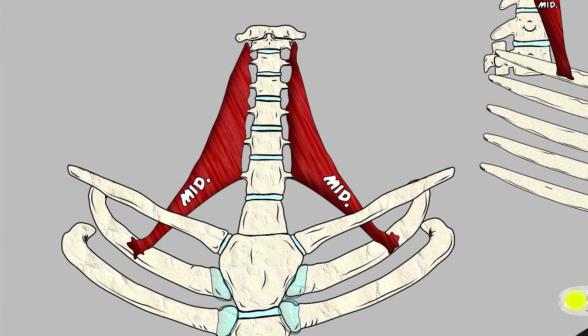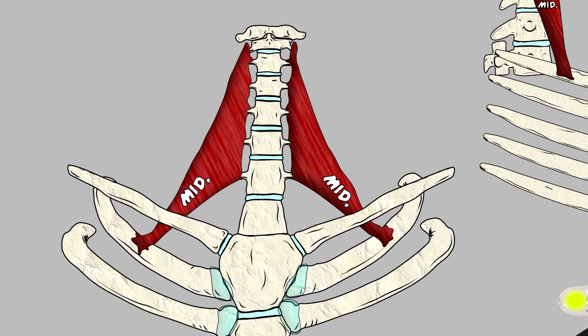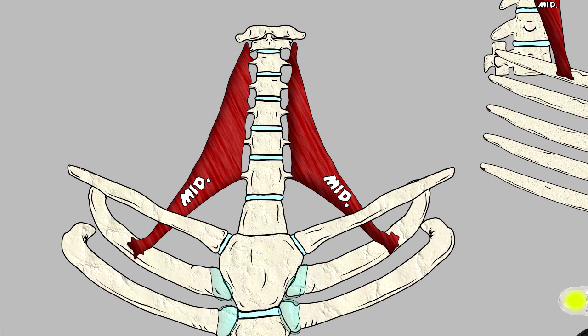First action, it assists in elevating the first rib during forced inspiration. This is known by some to be reversal of muscle action. If you want to know more about it, check out the link in the description box below. For the middle scalene second action, it partners up with the posterior scalene to produce lateral flexion of the neck.